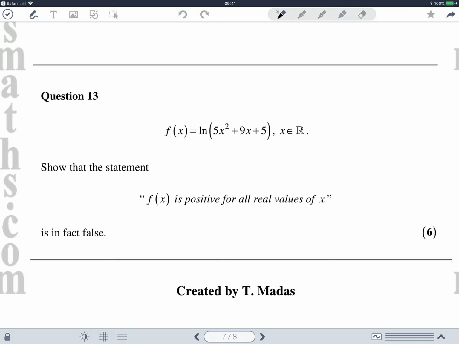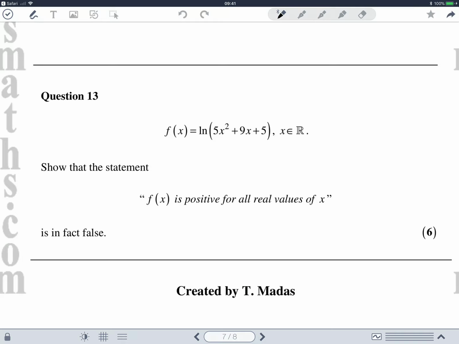Okay, question 13 of the madasmaths.com MP1 series, paper N. We've got f of x equals the natural logarithm of 5x squared plus 9x plus 5. Show that the statement f of x is positive for all real values of x is in fact false.